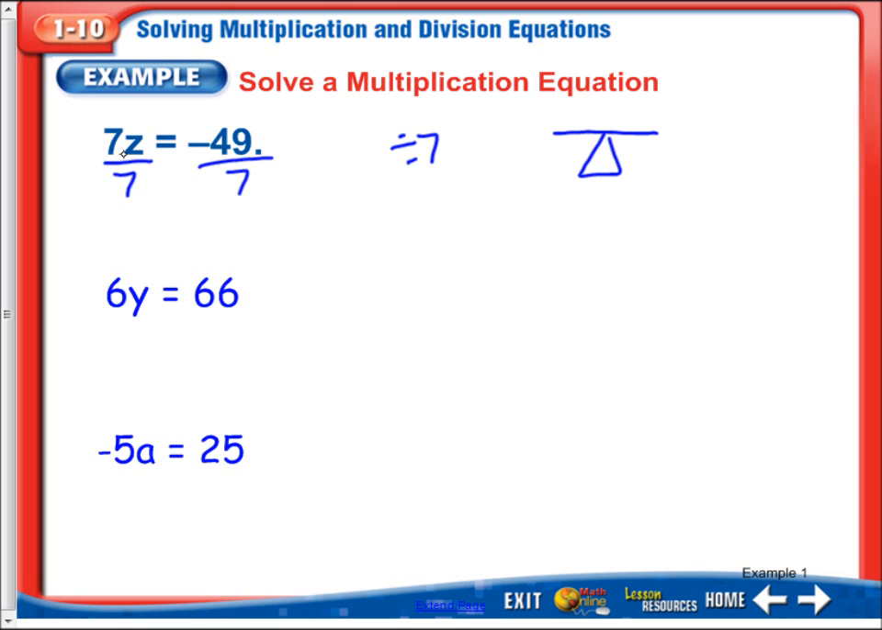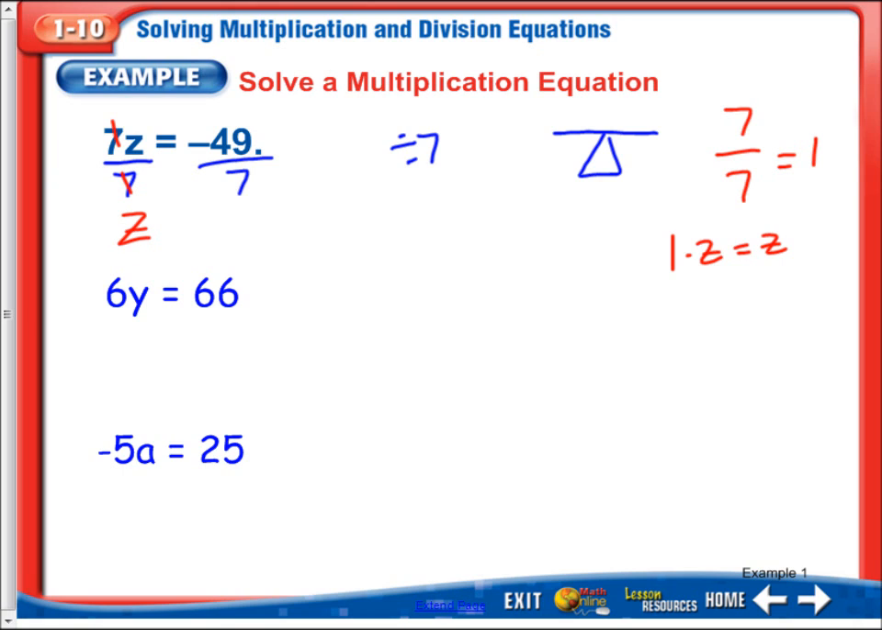Right away these 7's cancel, because this is going to be a 1 and this is going to be a 1. If I have 7 divided by 7, that equals 1. Now the identity property says that 1 times z equals z, so I don't have to write 1z. These will cancel and I get z.